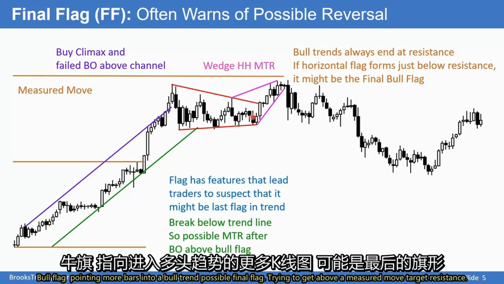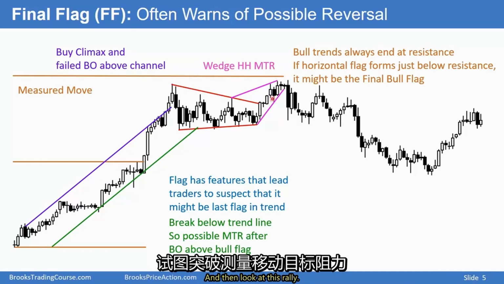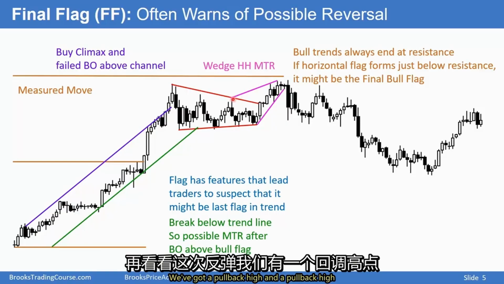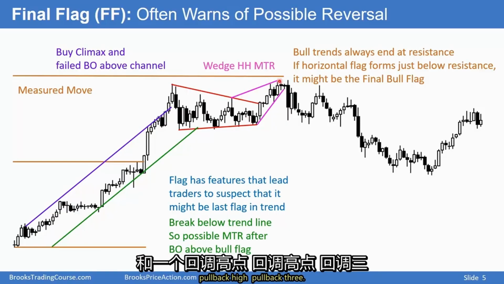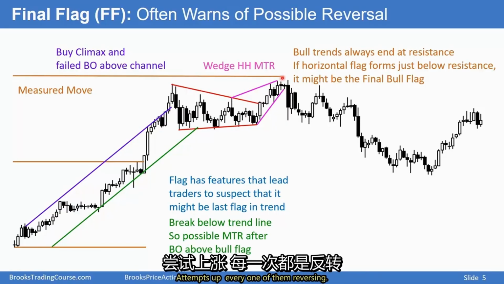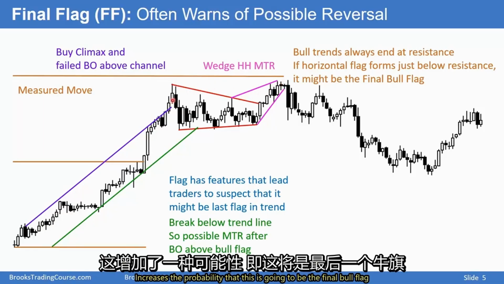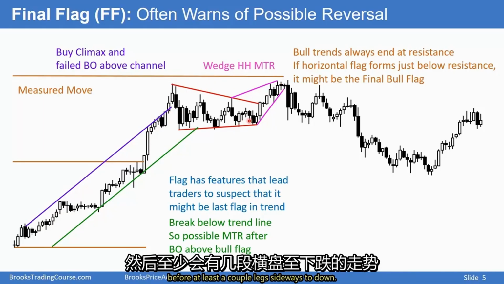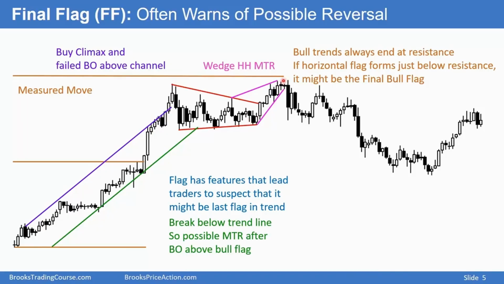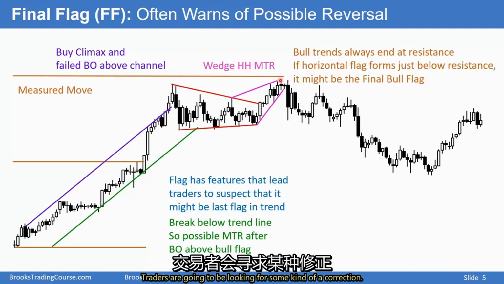Bull flag, 20 or more bars into a bull trend, possible final flag, trying to get above a measured move target, resistance. And then look at this rally. We got a pullback, high, and then a pullback, high, pullback, high, pullback. Three attempts up, every one of them reversing. So we have a wedge, higher high, and it's also a major trend reversal. That increases the probability that this is going to be the final bull flag before at least a couple legs sideways to down. Maybe one, pullback, two.